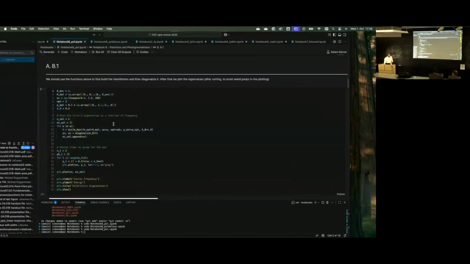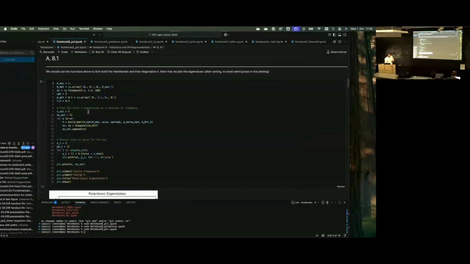And to do that, you first define the matter Hamiltonian. This is simply these two excitations, so you have the ground state and the excited state. Then you define an array for the cavity frequency. It's just like checking how the dispersion relation, in this case the eigenvalues of this Hamiltonian, changes as a function of the cavity frequency energy.